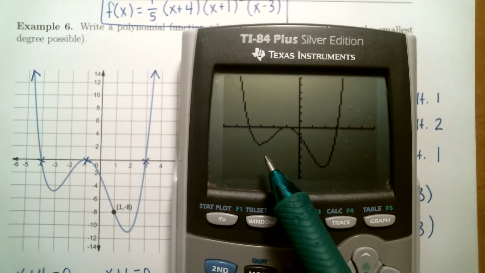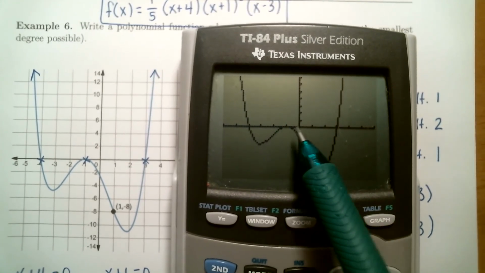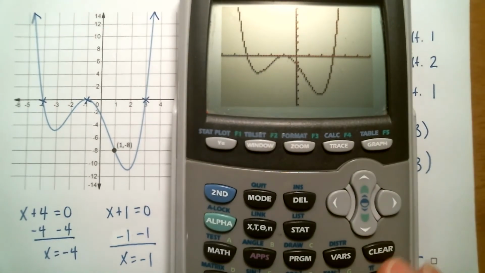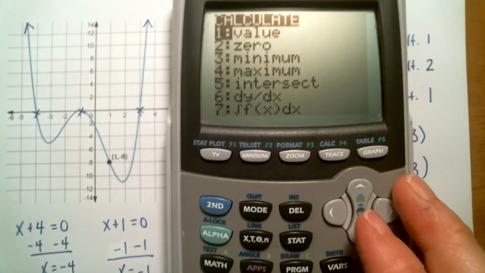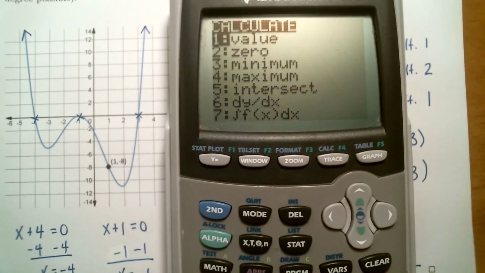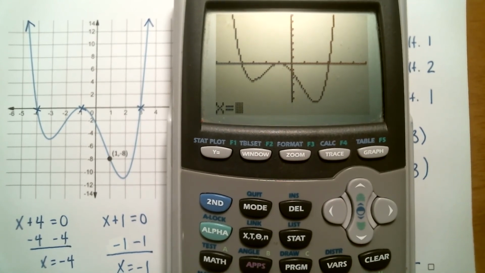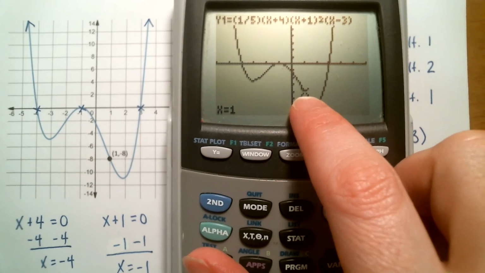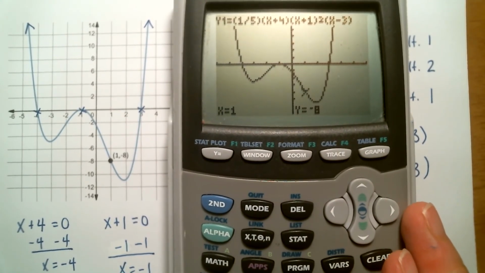Our x-intercepts are still at -4, -1, and +3. And then if I do that little nifty feature where I hit second calculator, second trace, and I want to know the value, hit 1. What's the value when x equals 1? Hit enter. You get -8, and it highlights that point. So your polynomial does go through the point (1, -8).